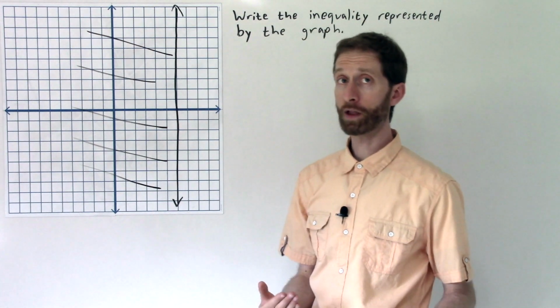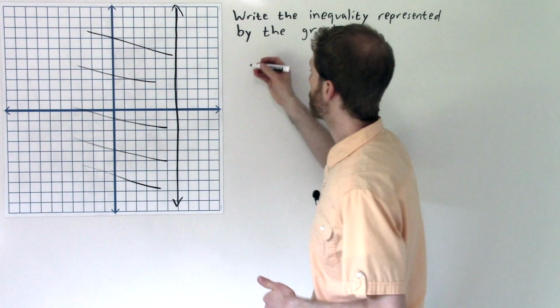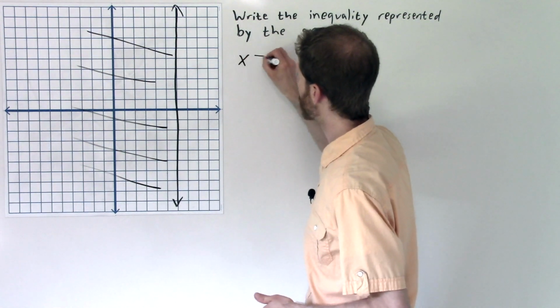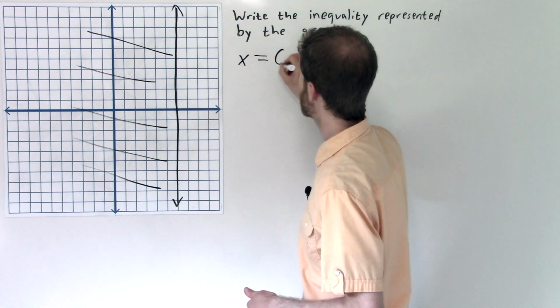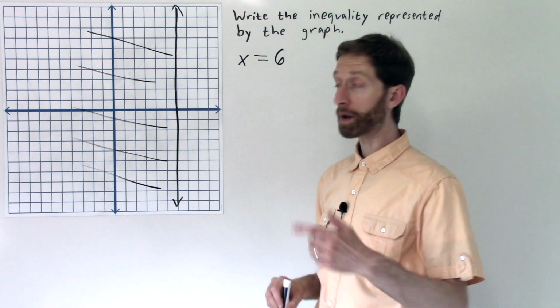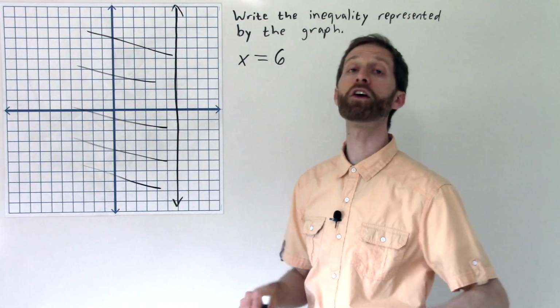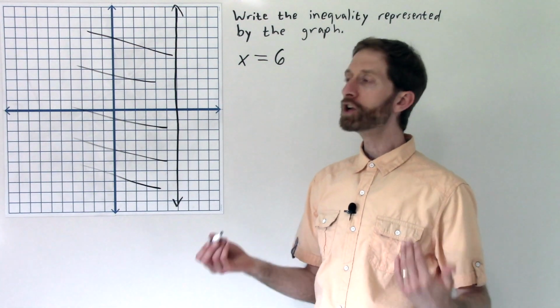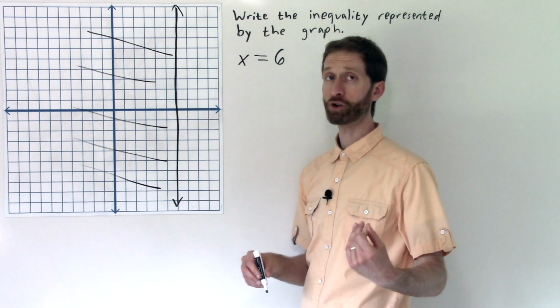It is a vertical line, which means that it is going to be some form of x equals a number. So the boundary is x equals, and let's see where we are, 1, 2, 3, 4, 5, 6. So it's x equals 6. If you're having trouble with coming up with that boundary line, go back to chapter 6 in the Algebra 1 course and check out vertical and horizontal lines. You'll understand where I'm getting this from. So x equals 6 is the boundary.